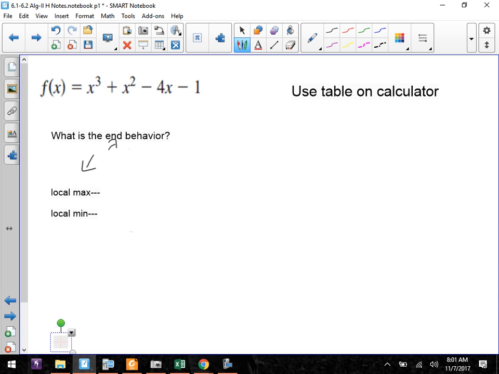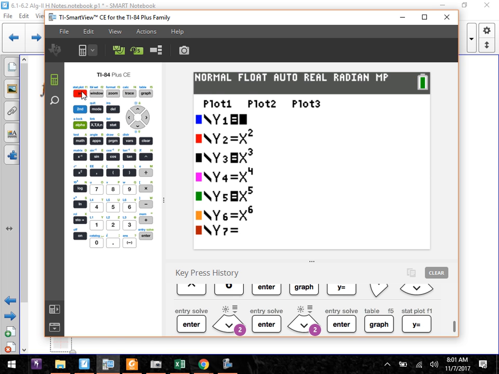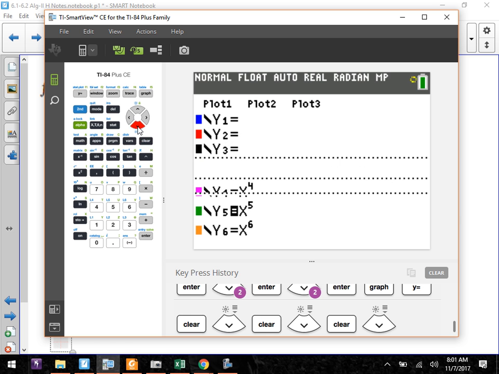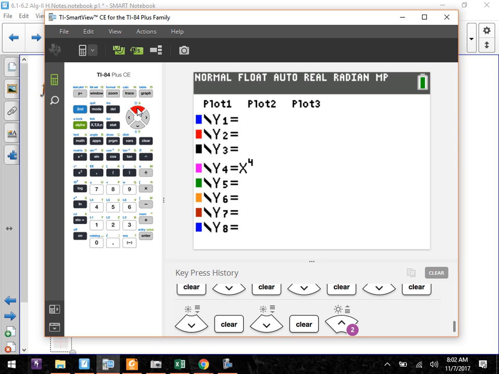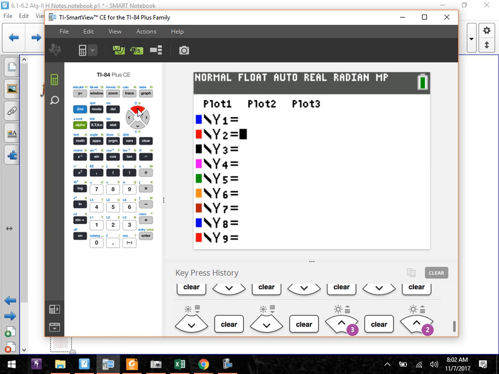So throw this in your calculator. Oh, wait. It was what, x squared or x cubed?